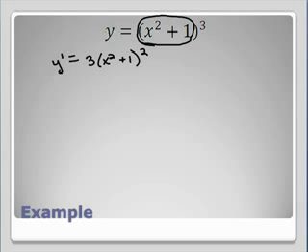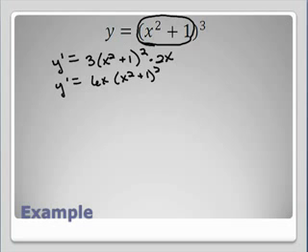But then for the chain rule, because now we have an inside function, we now follow it up by taking the derivative of the x squared plus 1. And then we will just simplify it. 3 times 2x times x squared plus 1 quantity squared. And no, you don't have to multiply that out.